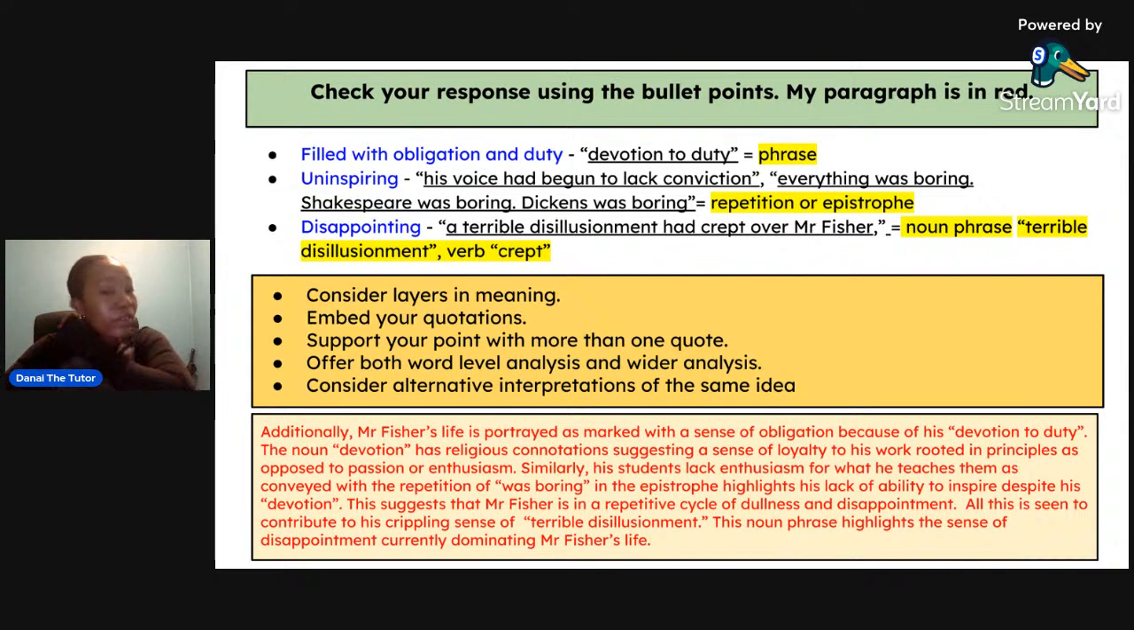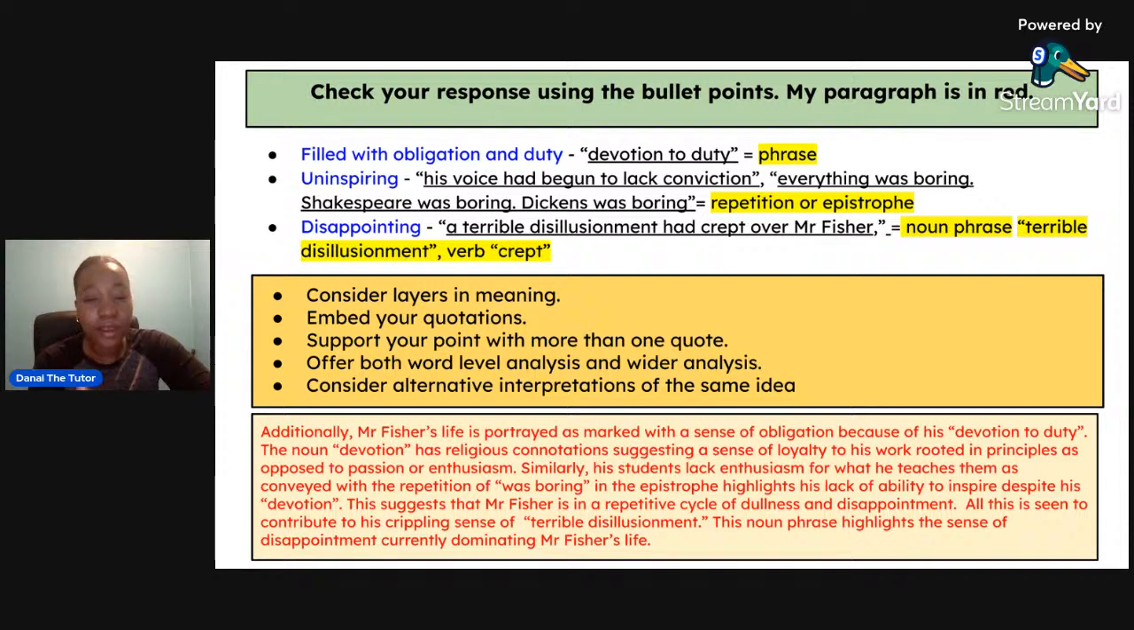the example for that could be, additionally, Mr. Fisher's life is portrayed as marked with a sense of obligation because of his devotion to duty. The noun devotion has religious connotations, suggesting a sense of loyalty to his work, rooted in principles as opposed to passion or enthusiasm. Similarly, his students lack enthusiasm for what he teaches them, as conveyed with the repetition of was boring in the epistrophe.